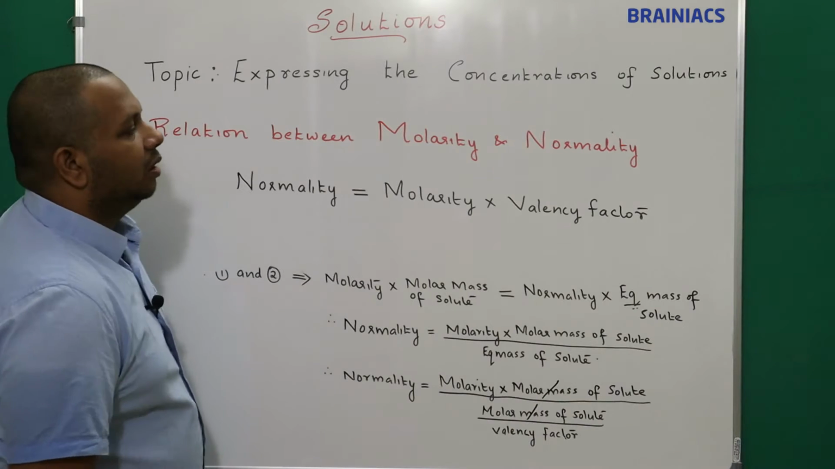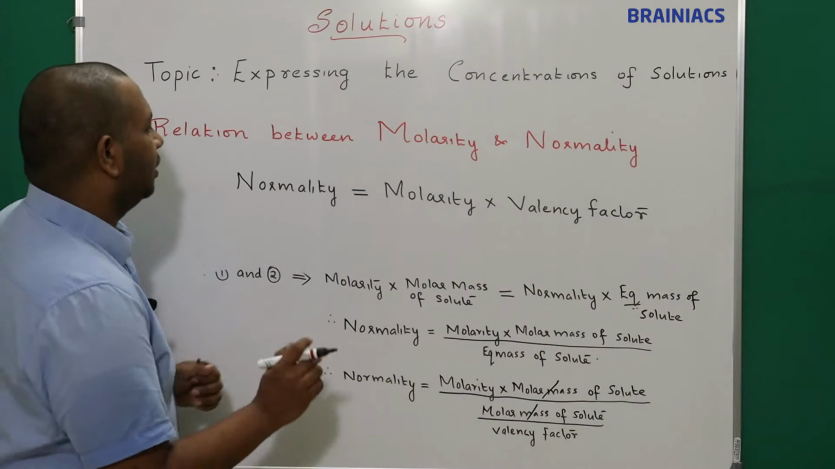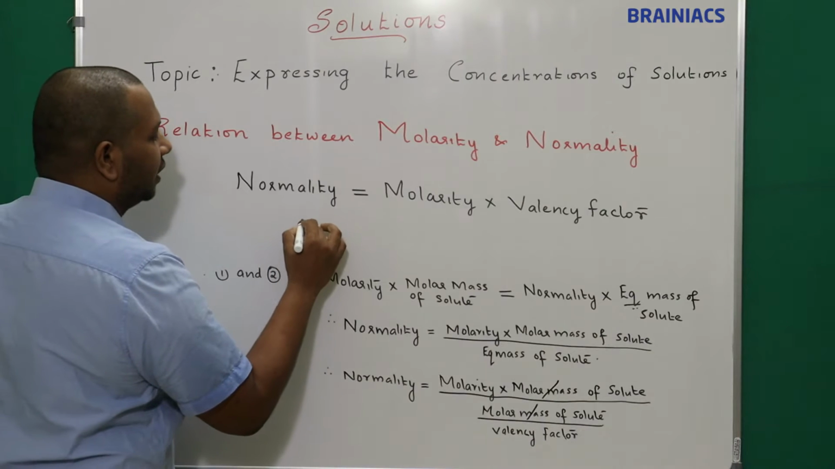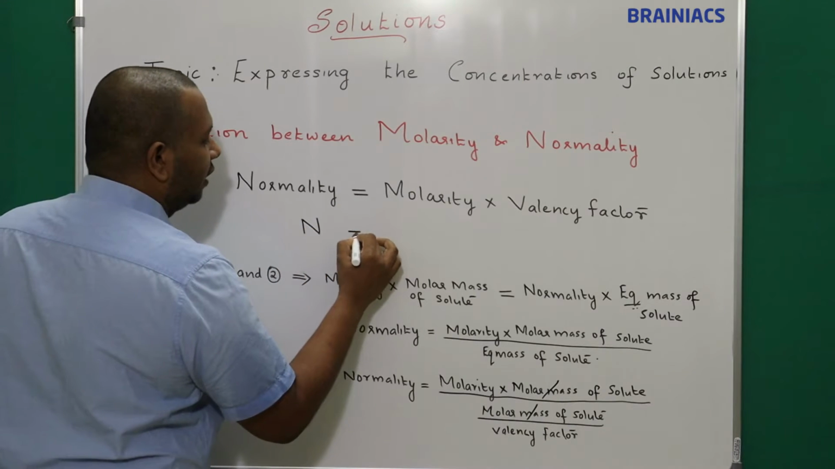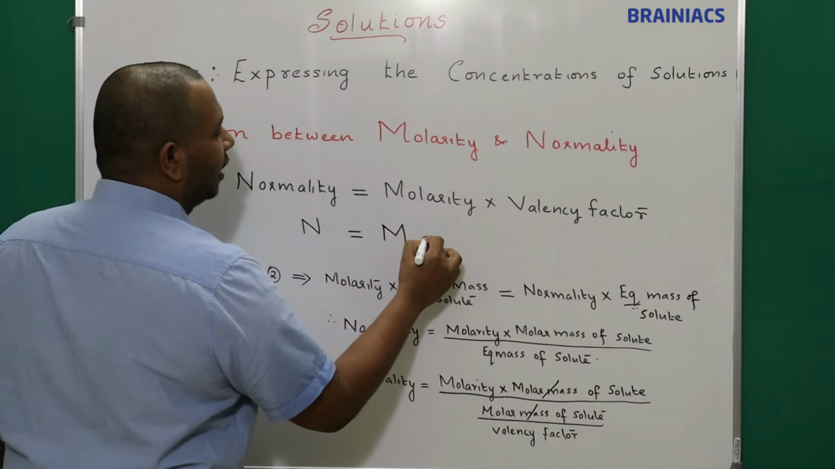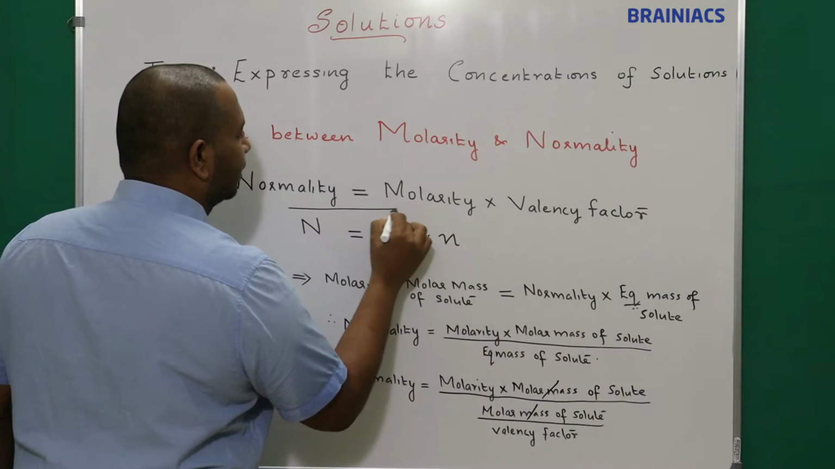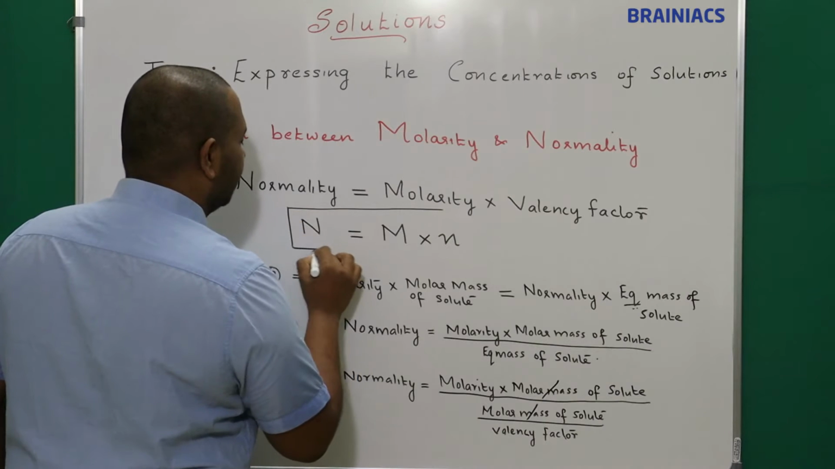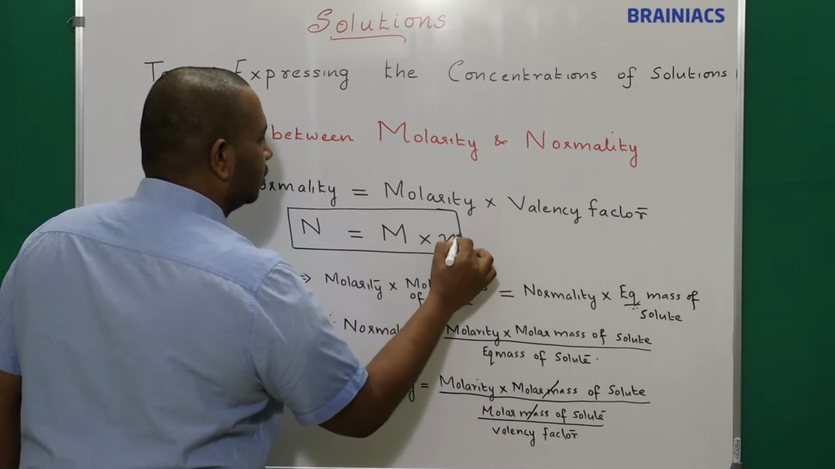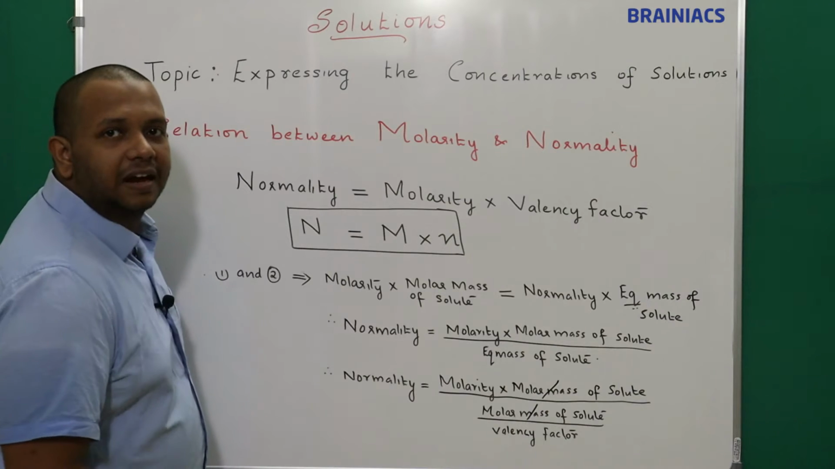If I represent this using symbols, how can I write it? Normality can be represented by the letter N. So N is equal to, molarity is represented by the capital letter M, and valency factor is represented by the small letter n. So I can say that normality is equal to molarity into valency factor.